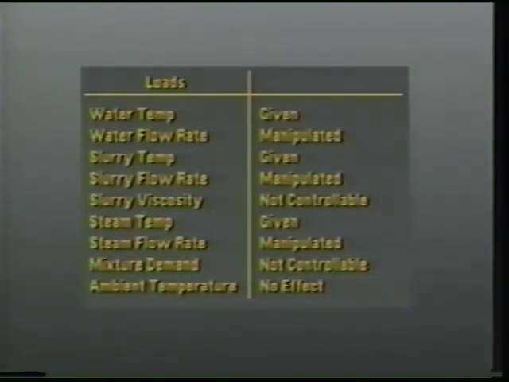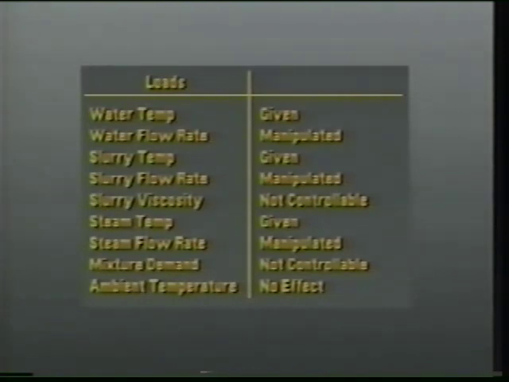The water temperature is considered a given. The water flow will be manipulated. The slurry temperature is a given. The slurry flow rate will be manipulated. The slurry viscosity is not controllable. The steam temperature is a given. The steam flow rate is manipulated. The mixture demand is not controllable, and the ambient temperature has no effect.